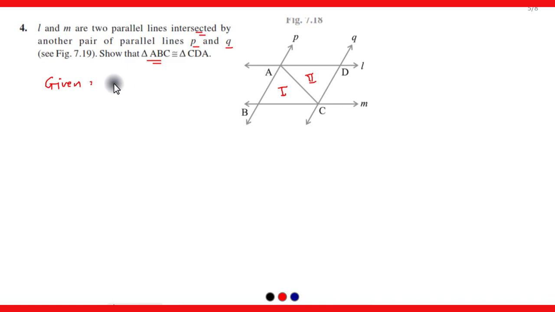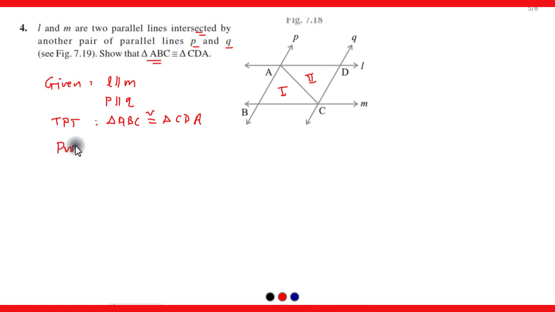In given we will write that L is parallel to M. Also it is given that P is parallel to Q. Okay, then what we have to prove? We have to prove that triangle ABC is congruent to triangle CDA. Triangle ABC is congruent to triangle CDA, that we have to prove.